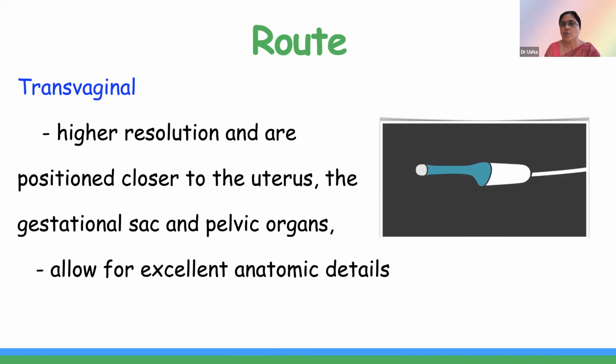What's the preferred route to do ultrasound in early gestation? The preferred route is transvaginal, because the transvaginal probe gives higher resolution because of the higher frequency, and we are able to go closer to the organ of interest. In this early gestation, the fetus is very small and it is always preferable to have higher magnification and better resolution. So the route preferred is transvaginal.